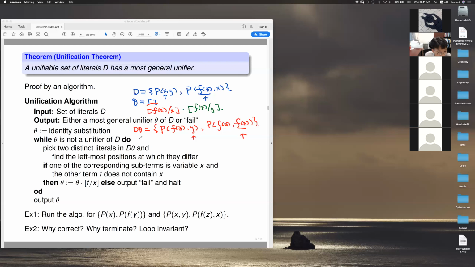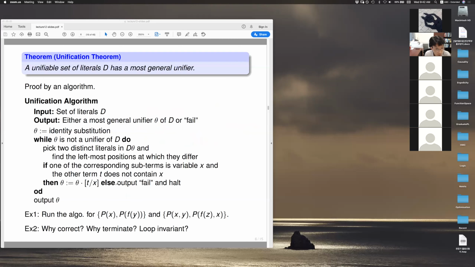Now, if you apply this new substitution, the set is going to be f of z and f of z, and the right-hand side again remains the same: p of f of z comma f of z. So it's a unifier. So we get out of the loop, and the final outcome theta is going to be the one that we have just computed here. So that's the result of running this algorithm for the second example. Okay, I hope that you now have a good idea about how this algorithm works.